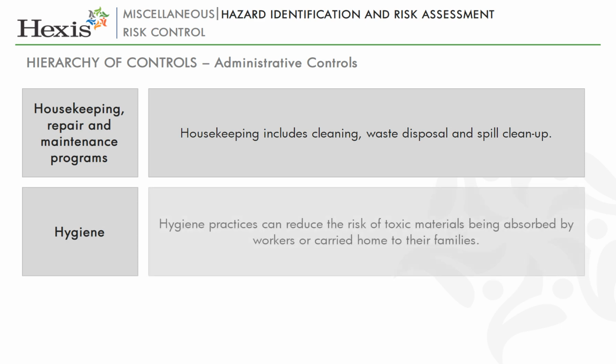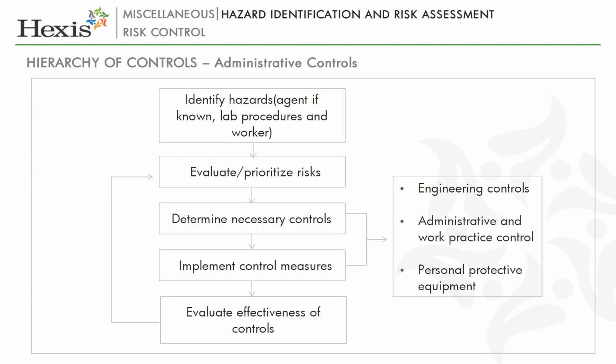Hygiene. Hygiene practices can reduce the risk of toxic materials being absorbed by workers or carried home to their families. Street clothing should be kept in separate lockers to avoid being contaminated by work clothing. Eating areas must be segregated from toxic hazards. Eating should be forbidden in toxic work areas. Where applicable, workers should be required to shower and change clothes at the end of the shift. The flowchart on screen shows the steps of the risk controls and how they are all interlinked.